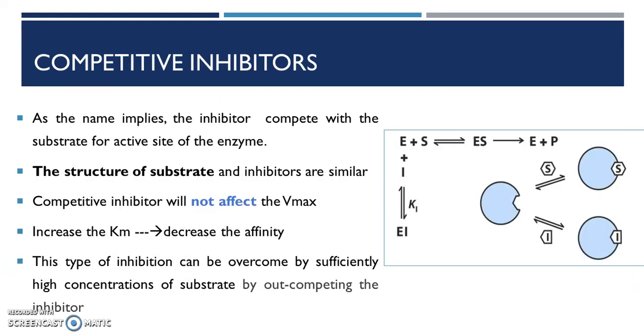Now, in case of the competitive inhibitor, the inhibitor molecule has some structural similarity with the substrate molecule. So there is always a competition between the substrate and the inhibitor molecule. There will be an increase in Km value, and as Km is inversely related to the affinity, with an increase of Km, the affinity of the substrate to bind with the enzyme decreases.